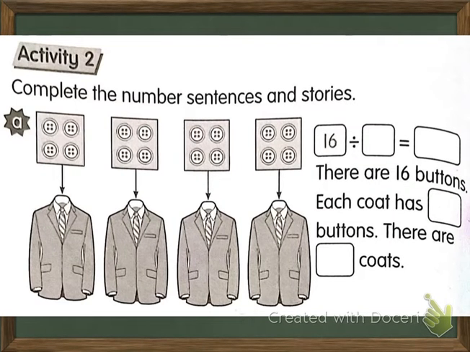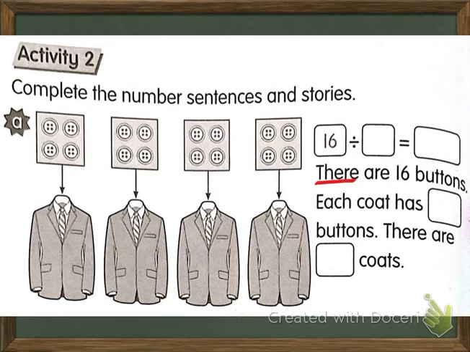Okay, activity 2. Complete the number sentence and stories. Okay, look at this picture. There is a picture of buttons and coats. Let us read together. There are 16. Okay, there are 16 buttons.